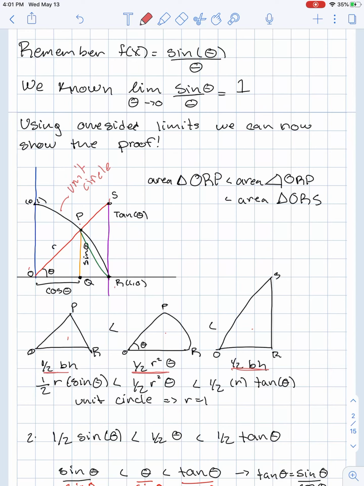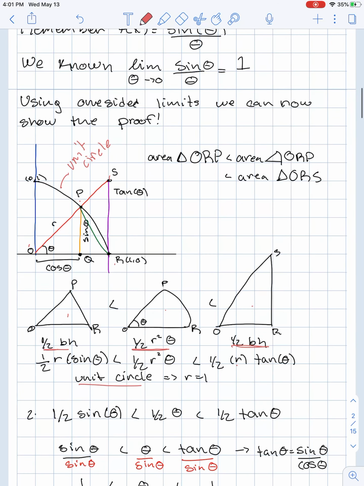And for the bigger triangle, 1/2 base times height, our base here, again, is the radius, and the height is that purple line, which is tangent of theta. So we can plug in, since we know that we're dealing with the unit circle, that r is equal to 1. So I can then plug and chug from there.